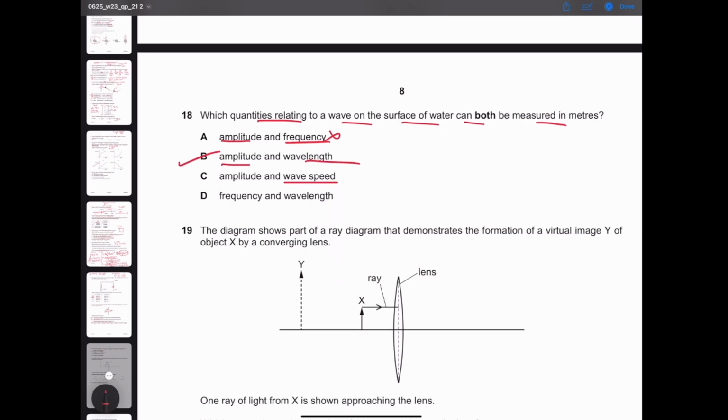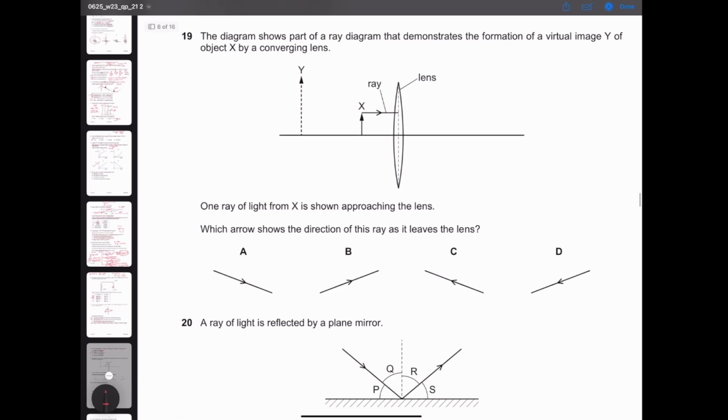Now, question number 19. The diagram shows part of a ray diagram that demonstrates the formation of a virtual image Y of object X by a converging lens. This is the last case of lenses, where a magnifying glass is used and a virtual erect image is formed. One ray of light from X is shown approaching the lens. Which row shows the direction as it leaves the lens? We simply know that it should go something like this. They have not mentioned the focal point here, but that is fine. If you want, you can trace it like this as well, but that's not required. Currently, they're just asking you the direction. So the direction should be going like this, right?